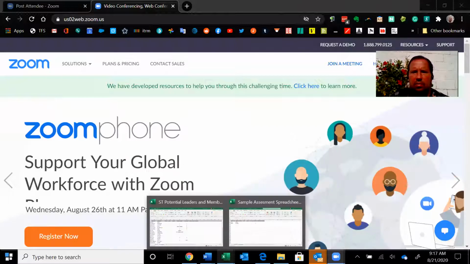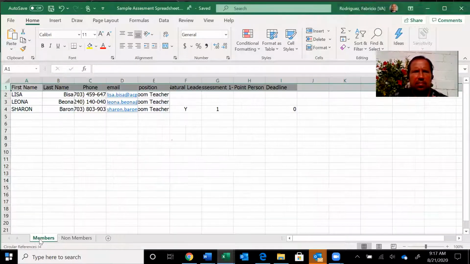So the first thing you're going to need, share my screen, is your building list. So this is a fake list I created for the simulation. This would be, as you can see down here in the tab, that this is members. So you would create the fields that you think are pertinent. So here we have first name, last name, phone number, email, and their position.